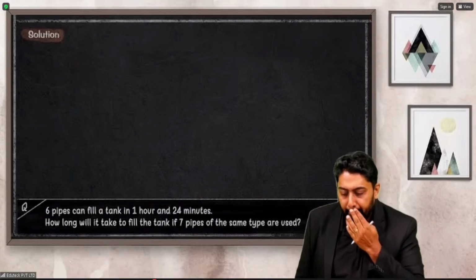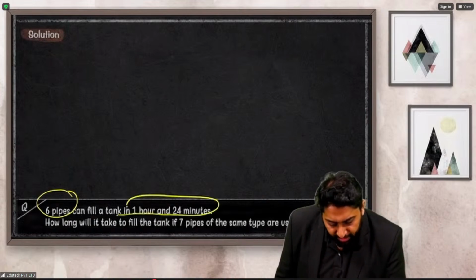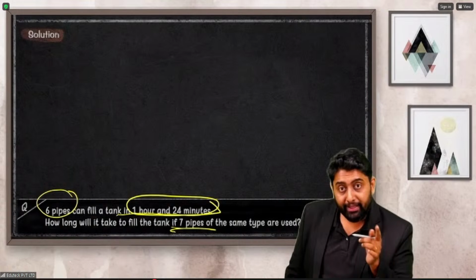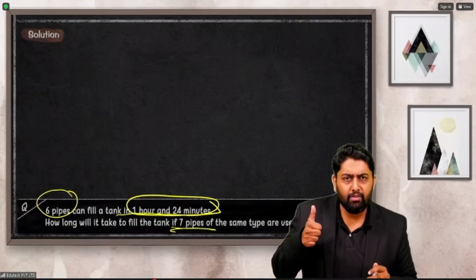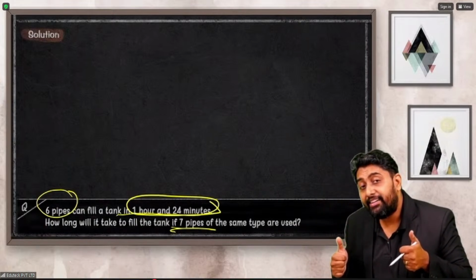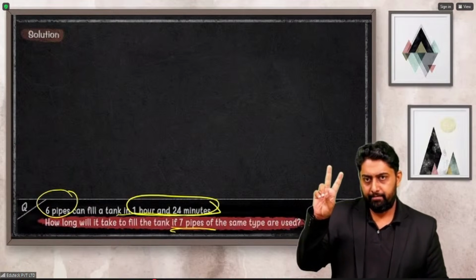Let's understand. There are 6 pipes. They can fill one tank in 1 hour and 24 minutes. What if there are 7 pipes to fill the same tank? How much time will it take? That means we are talking about pipes and we are talking about time. These are our 2 quantities. Let's make a box out of it.